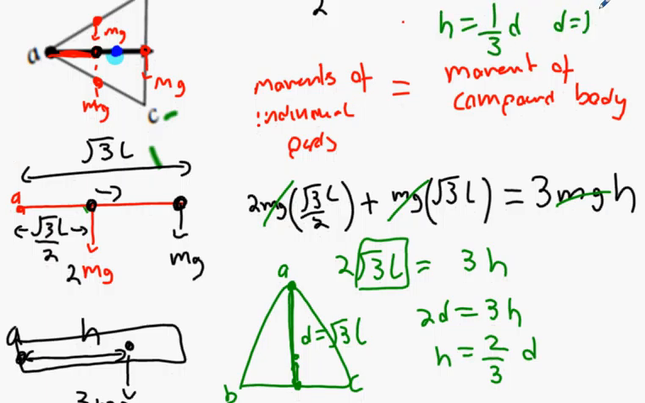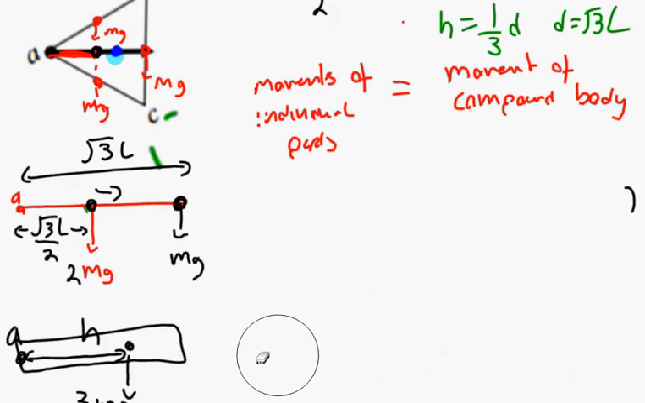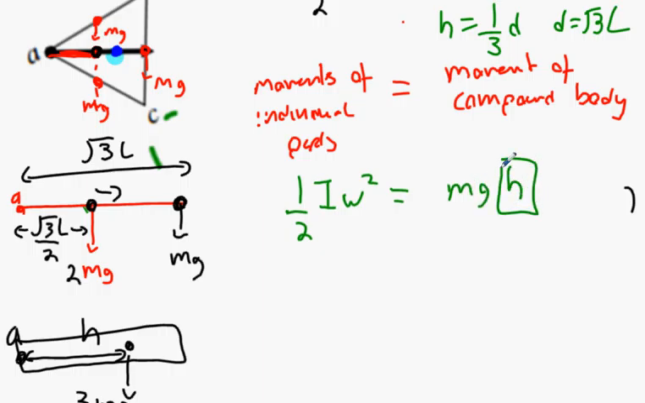d in turn is root 3 L. Once you've got all that, you're ready to finish off your problem. A half I omega squared equals mgh. This h doesn't represent the distance that you're away from your object. It actually represents the drop in height. It's really unfortunate that they decided to use h as the distance from the centre of gravity to the turning axis. It can be very confusing, I know that first hand.